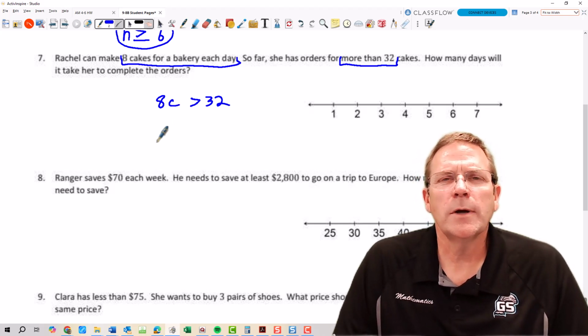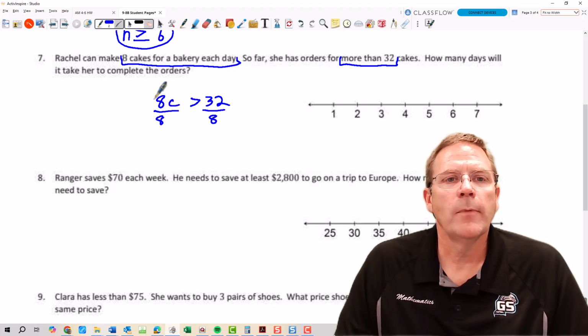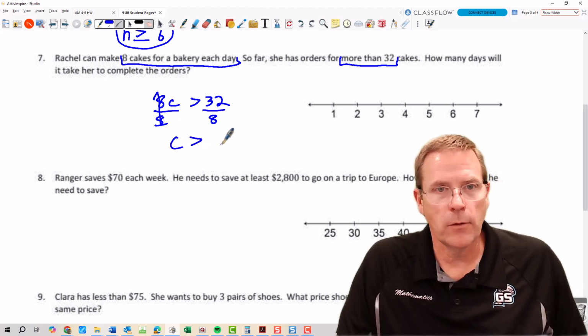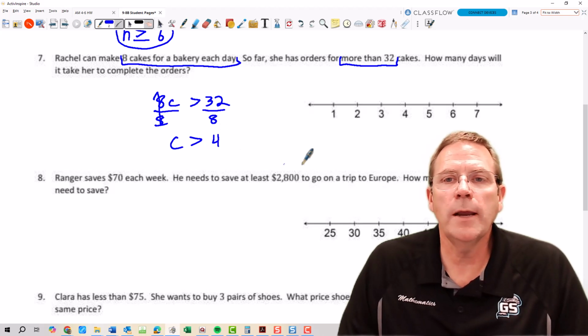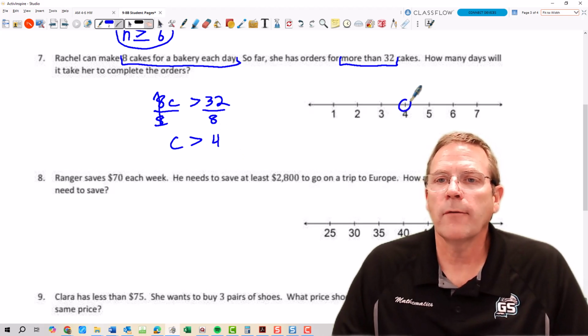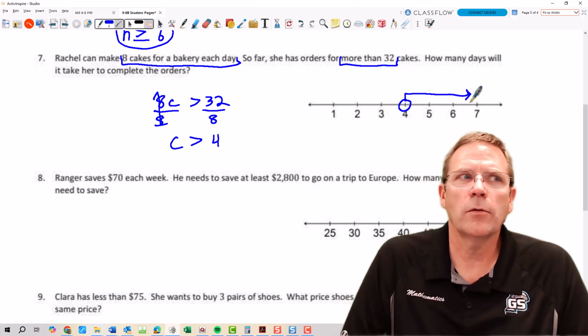So once again, we're going to isolate our variable. We're going to divide both sides by the 8. These are going to divide out, becoming 1. 1 times c is c, and that's going to give me, not or equal to, that she's going to need greater than 4 days. So we're going to have an open circle because it's not an or equal to, and the arrow is going to go to the right for that problem.